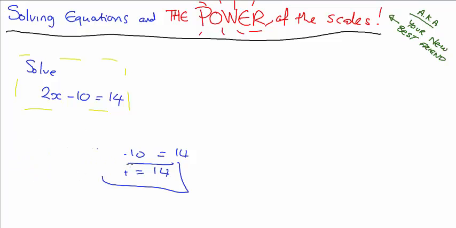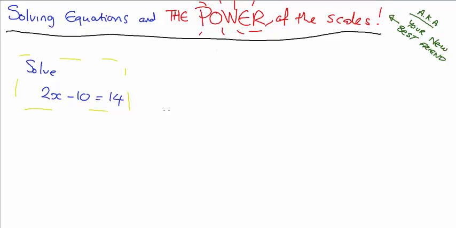Now, let's actually think about how you work this out if you didn't know how to do this. This is the thinking I want you to have. Obviously, you don't know what x is, but you do know that 2 lots of it, take away 10, is exactly the same as 14. Now, this is what I'm going to mean by the scales.